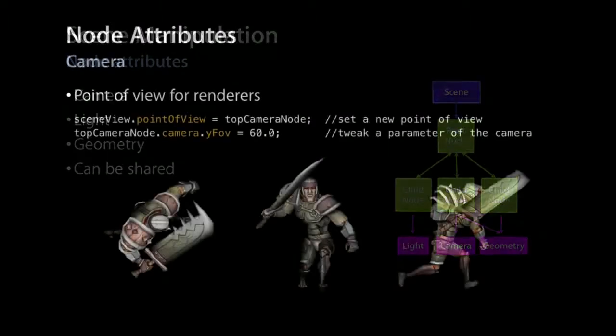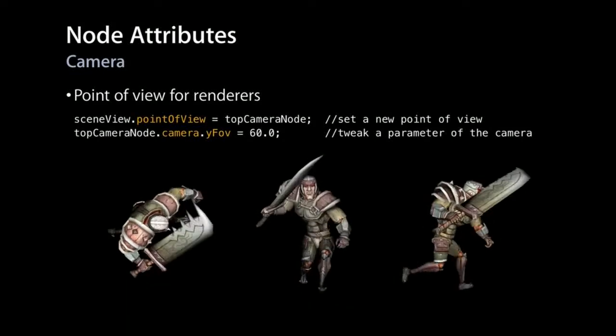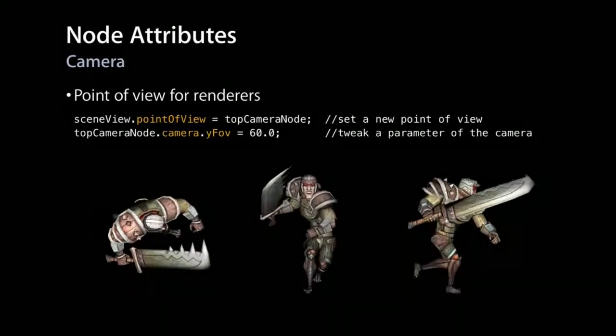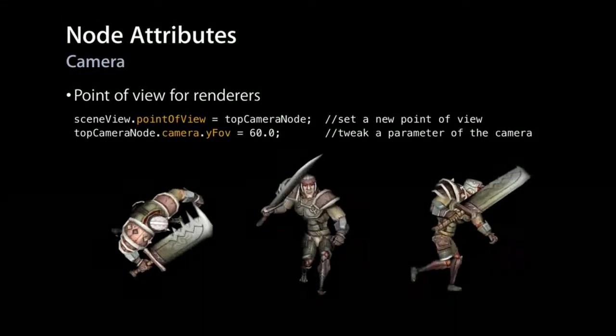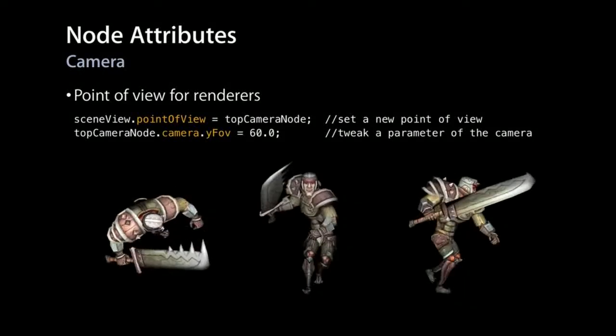So let's see the first one, camera. A camera is a point of view that is used by the renderers, so by the SCN view, SCN layer, or SCN renderer. The illustration here shows a single scene rendered by SceneKit, but rendered from different points of view.